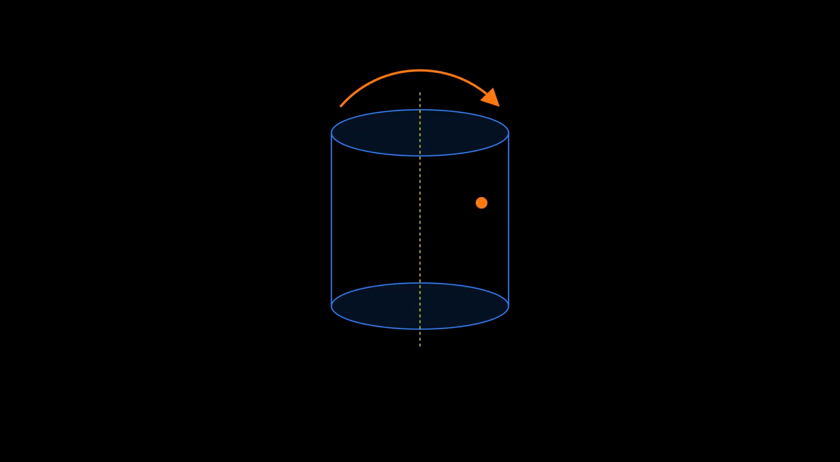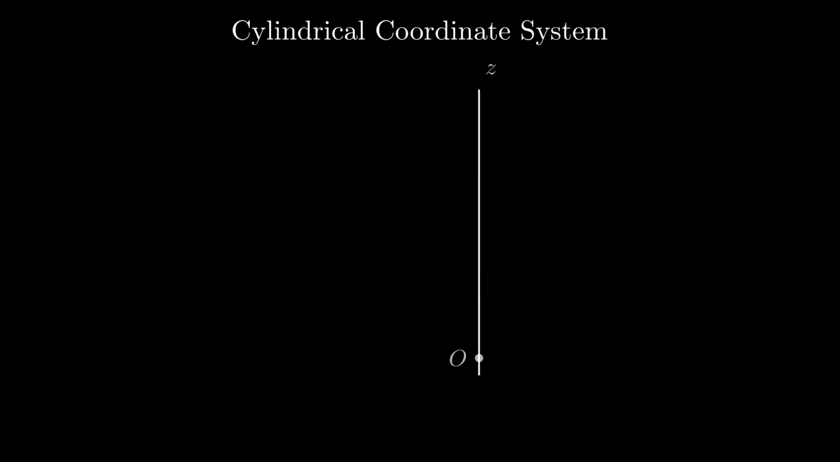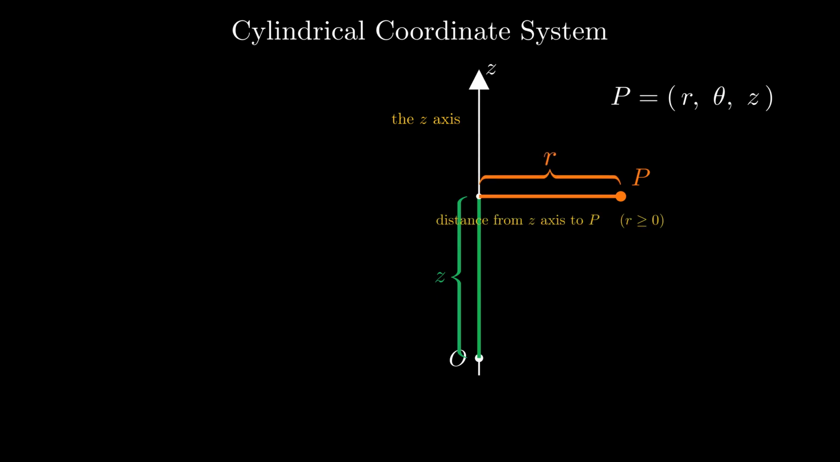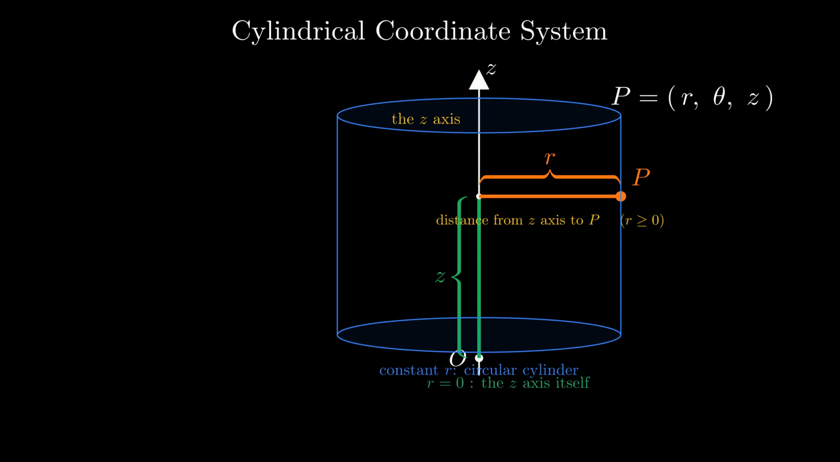Rotate a uniform cylinder about its longitudinal axis, and it looks unchanged. That rotation is a symmetry operation, and it suggests the cylindrical coordinate system. Choose an origin O and an axis through it, the z-axis. The cylindrical coordinates of a point P are three numbers: r, theta, and z. Here, z is the familiar coordinate along the z-axis. The non-negative number r is the distance from the z-axis to P. Points with constant positive r form a circular cylinder. Points with r equal to 0 form the z-axis itself.